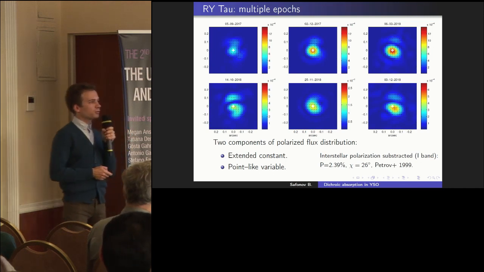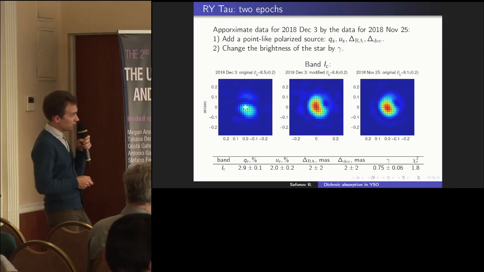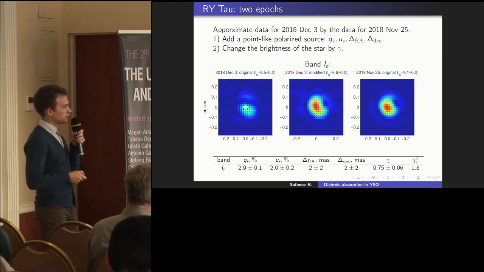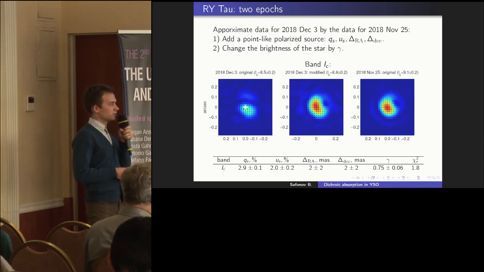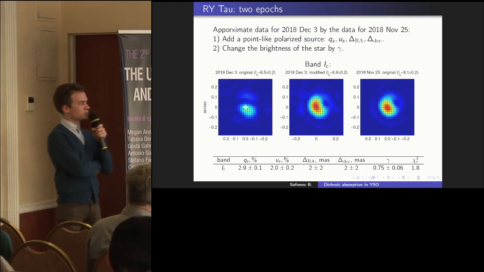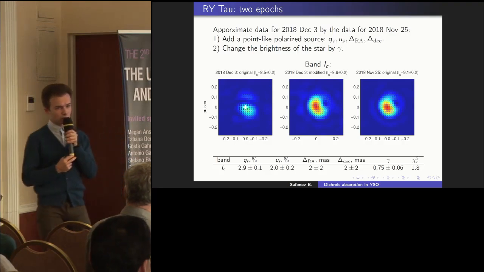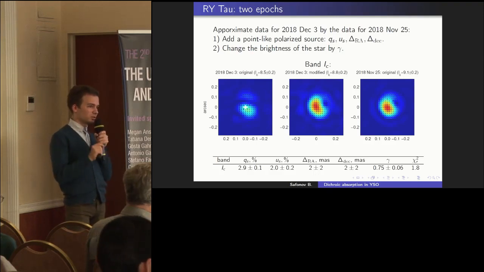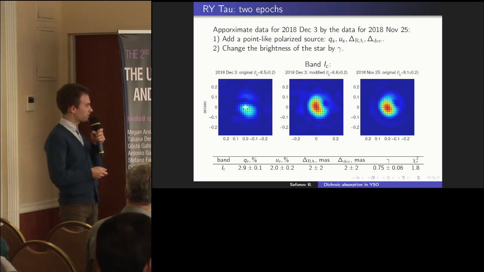In order to further test this suggestion, we tried to model the data for the 25th of November by the data of the 3rd of December by adding a point-like source of polarized radiation, and this modeling is quite successful. Here's the polarization of this point-like source, and here's the displacement of this point-like source from the star. It is less than 2 milliarcseconds. But please note that we don't resolve this point-like source, so we can say just that it is smaller than 15 milliarcseconds. I don't claim that it is smaller; I can claim only that it is not bigger than 50 milliarcseconds.